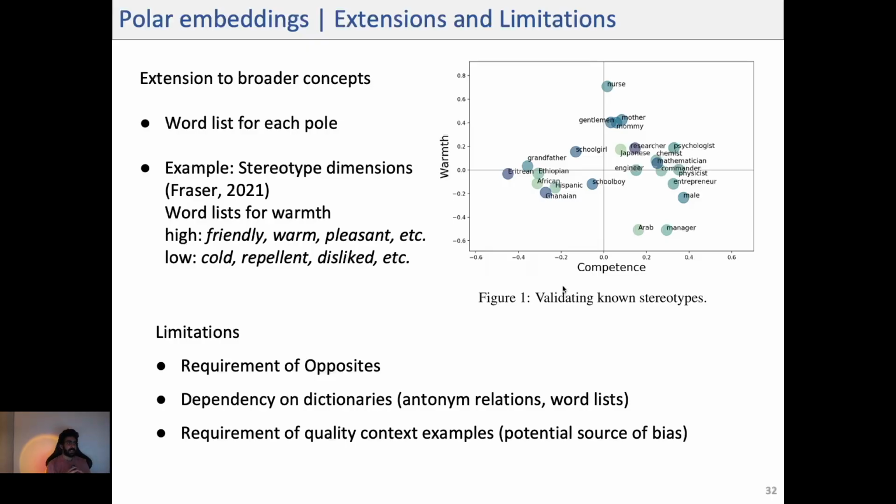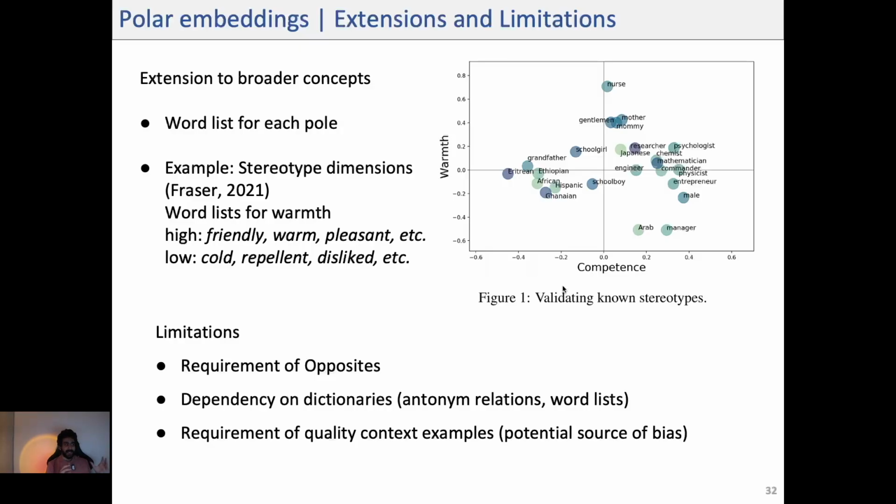Researchers like Fraser in 2021 looked at stereotype dimensions, things like warmth or competence. Instead of a single word pair, we now define each pole using entire word lists. For warmth, the high warmth side could include friendly, warm, and pleasant, and the low warmth side could be cold, repellent, and disliked. We can then project concepts or occupations into this polar space, as you see on the right.